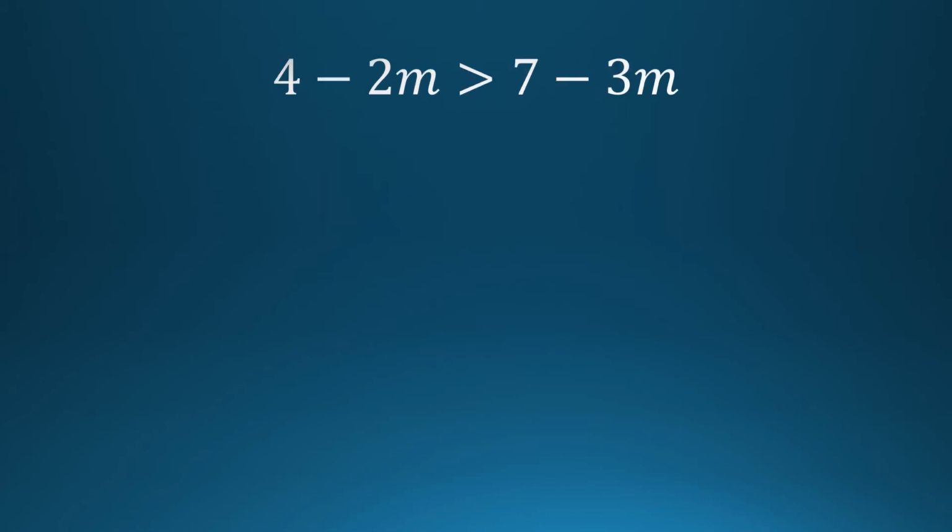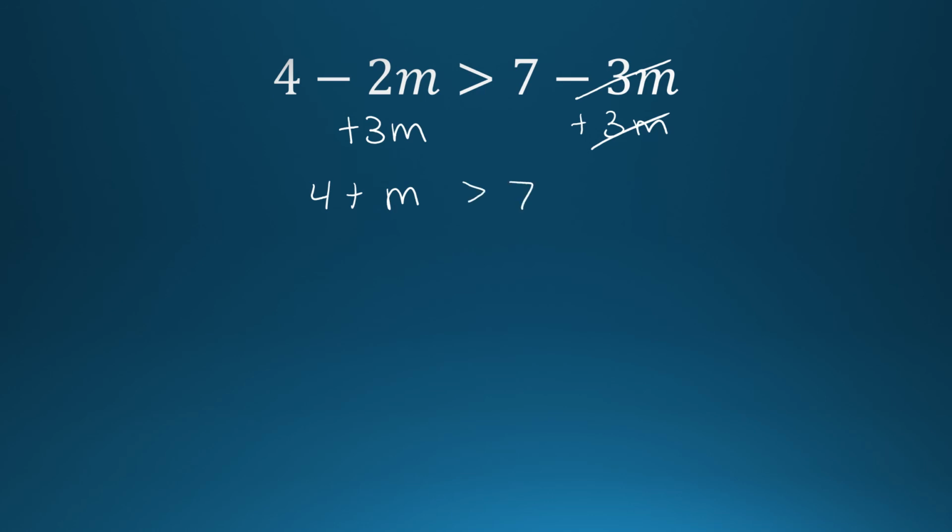Let's try this example here. Now we have variables on both sides, so what I like to do is get all the variables on the left, all the numbers on the right. So to do that, I'm going to add 3m to both sides, and they will cancel out on the right. And on the left side, we get 4 plus 1m, or just m, we don't have to write that 1 out front, is greater than 7. That's all that's left on the right.